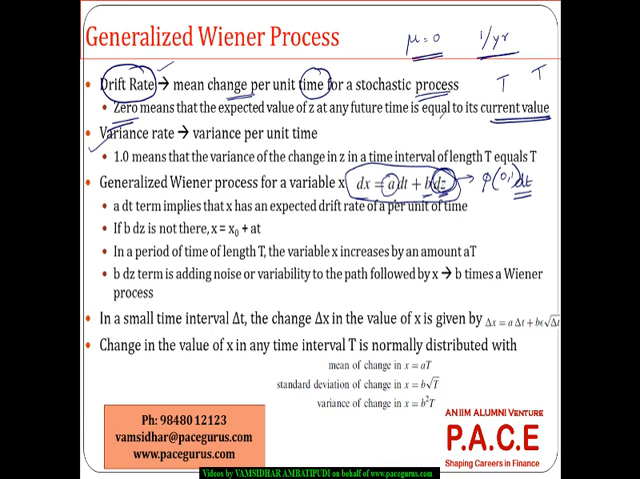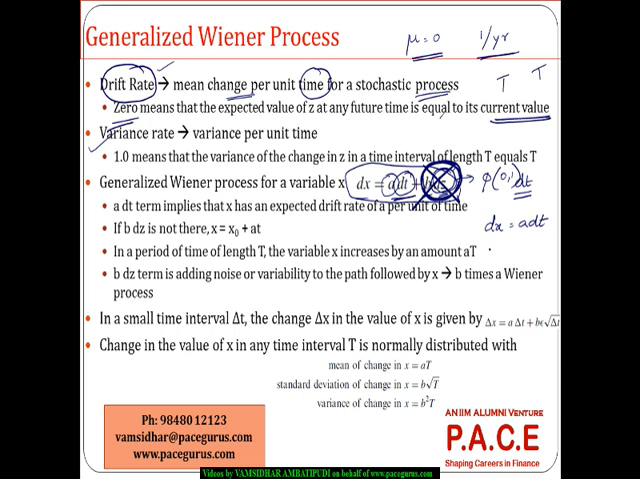So if I am talking about dt, x is changing in such a way that it is changing at the rate of a per unit of time. For every unit, it is changing at the rate of a, and in a dt time period, it is changing by a dt. Now, if the b dz term is not there, so what does it mean? In a small time period, it is a dt.